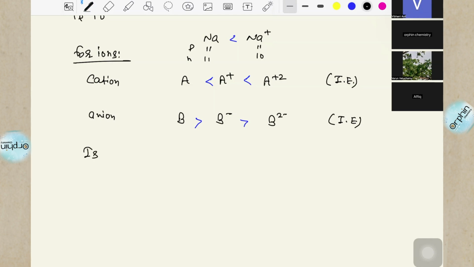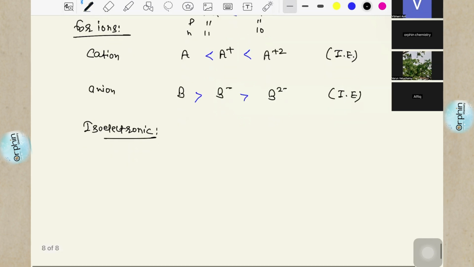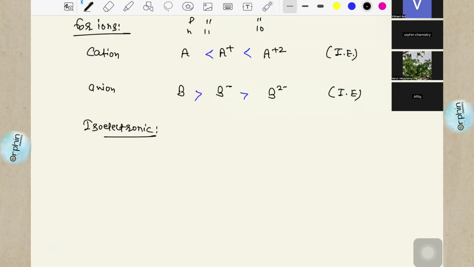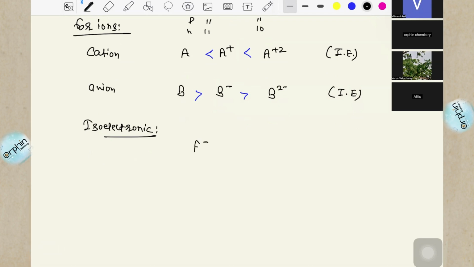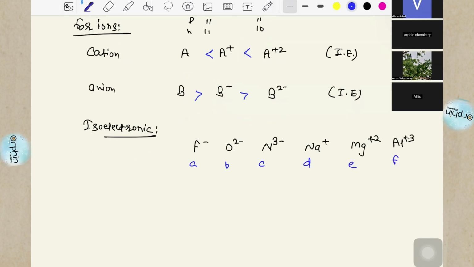Isoelectronic species. If we talk about isoelectronic species, then we are having what species here? For example, I'll be asking you, Varun, you have to tell me F minus, O2 minus, N3 minus, Na plus. Everyone just write your order in your notebook. I'll be asking you. What will be the order of ionization energy here, Varun?